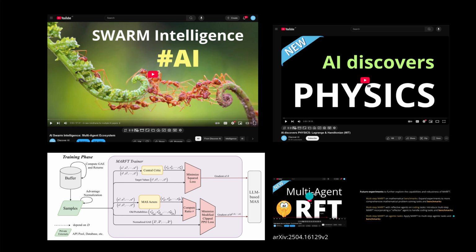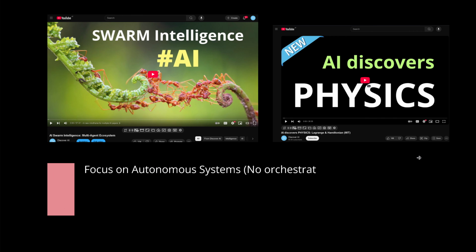And you remember, even in this video, the multi-agent RFT, I told you we need further experiments to explore the multi-step for the benchmarks in coding, but especially on agentic tasks, because this seems to be rather complicated. We need to find a more elegant solution. So what do you think? We start here with three basic ideas. We focus on autonomous self-learning system without a central intelligence. So in multi-agent speak, it would mean no orchestrating agent.